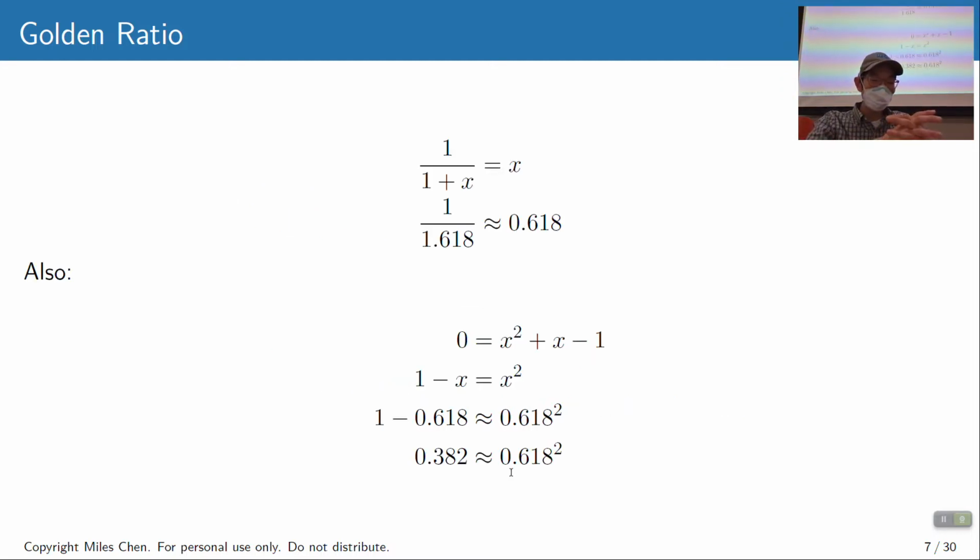Some neat little features of this: if I do 1 divided by 1.618, that gives me 0.618. So 1 over 1 plus x is the same as x. So I get 0.618, 1.618, and 0.618 here. And then another feature of this is that you can rearrange things, and 1 minus x is the same as x squared. So if you do 1 minus 0.618, you get 0.382, and that's the same as 0.618 squared, which will also give you 0.382. So this works out nicely.